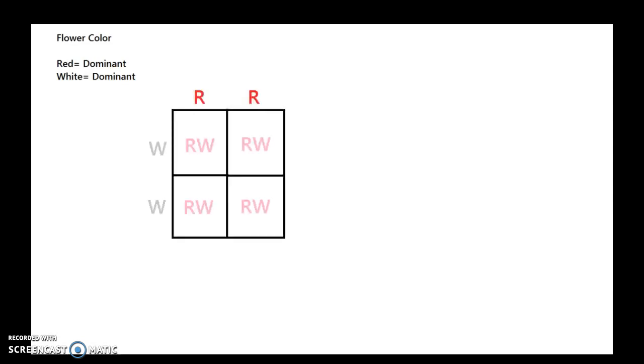So here's how you would do a Punnett square in that situation. If we're looking at flower color, I'm telling you red is dominant, but white is also dominant. So if we have a red flower crossing with a white flower, here's how we would set that up. We have all capital letters here. Capital R, capital R, capital W, capital W. All of our offspring here would be heterozygous RW, and our phenotype would be a pink flower. So here's how you would set that up, and here's how you would write out those genotypes.